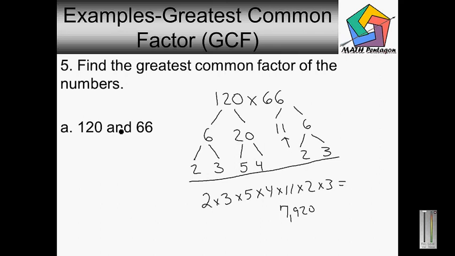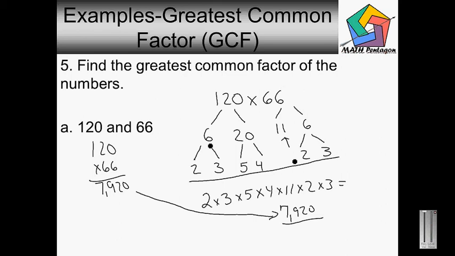Now if I just multiplied 120 times 66, we would get the same result, 7,920. As you can see, I did it with the factor tree by breaking down the numbers, and I still got the same result. And I could get the same result by just doing 120 times 66. So this is the final answer right here, 7,920.